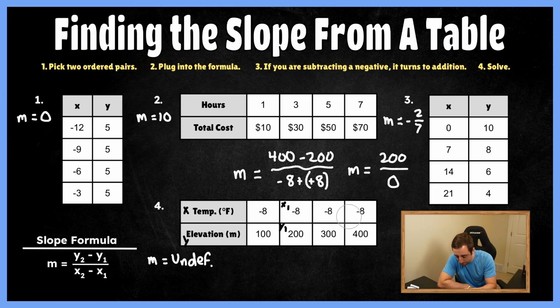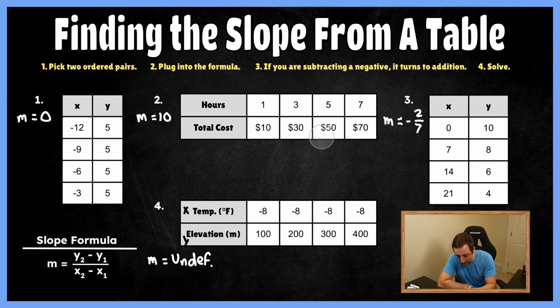Now let's go ahead and take a look at the table, look at our changes. So for our vertical change, or our Y values, it looks like each time it's increasing by 100. So we're going to put plus 100 there.